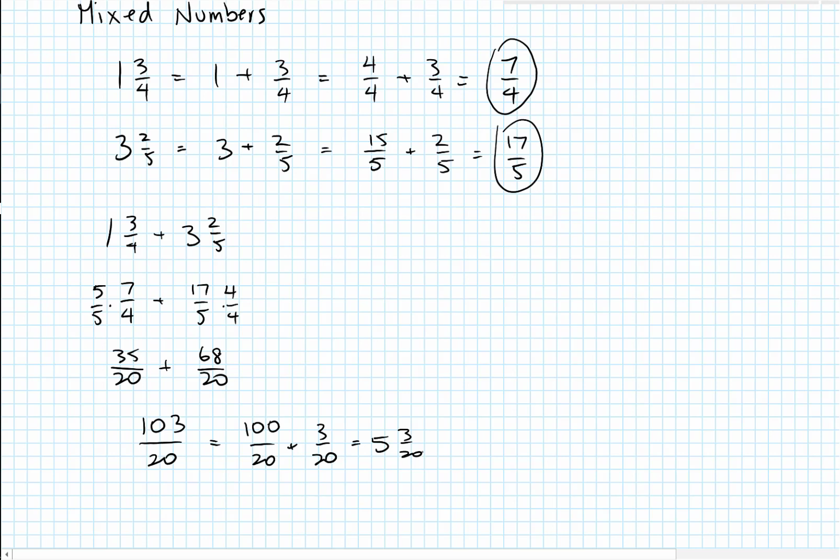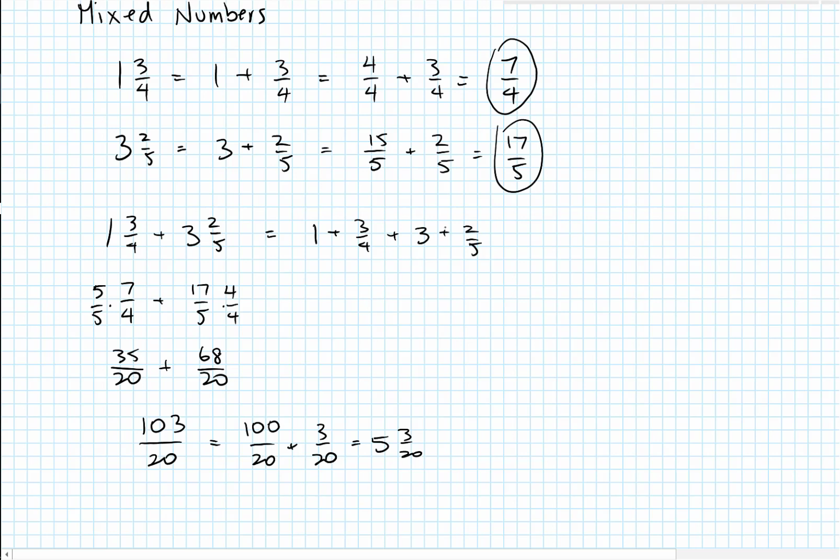So 103 over 20 is the same as 5 and 3/20. But I would argue that 103 over 20 is actually much easier to work with. The only reason to put it into mixed number form is if you are somehow required to do that. Now, there is another approach that some people try to take with mixed numbers, and that is to add the whole number parts. So you can think of 1 3/4 as 1 plus 3/4, and if you're adding that to 3 2/5, you can say, well, that's plus 3 plus 2/5.